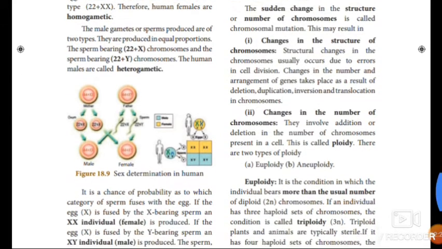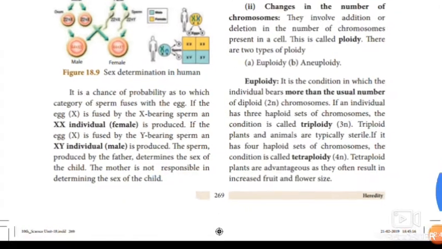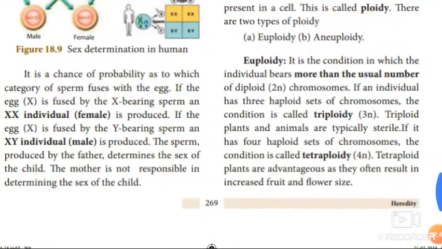The second type of chromosomal change is the change in number, called numerical change. In numerical changes, the chromosome number is altered. This is also called ploidy. There are two types of ploidy: euploidy and aneuploidy. The first type is euploidy. Euploidy is a condition in which the individual has more than the usual number of diploid sets of chromosomes. Euploidy means true, and ploidy means numerical change. So it is a true numerical change that occurs in the plant body or any organism.